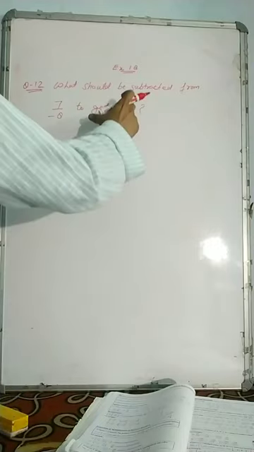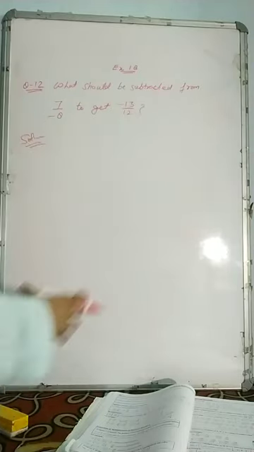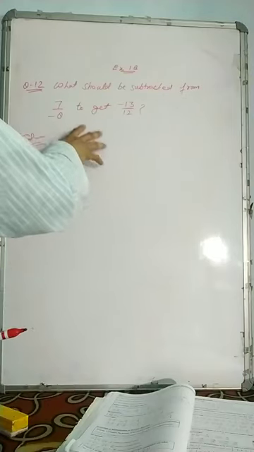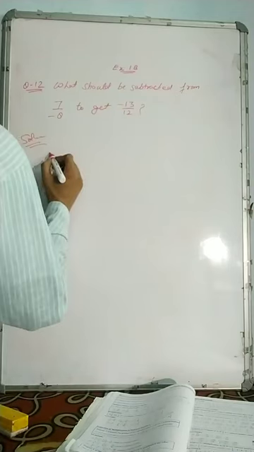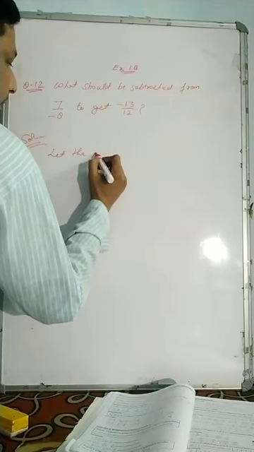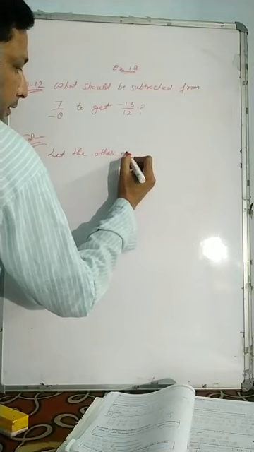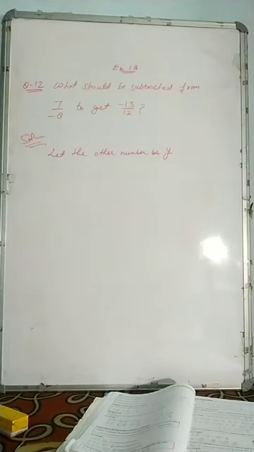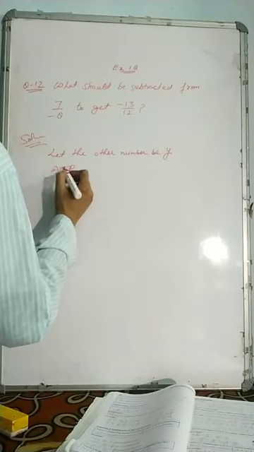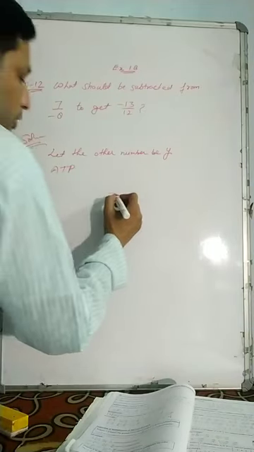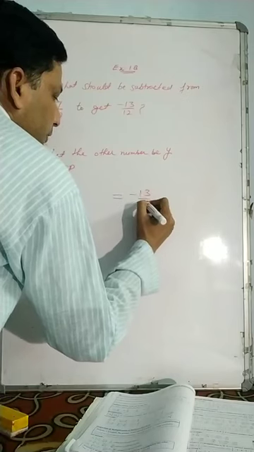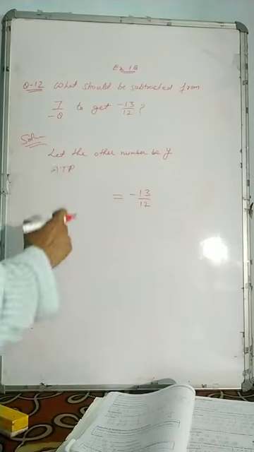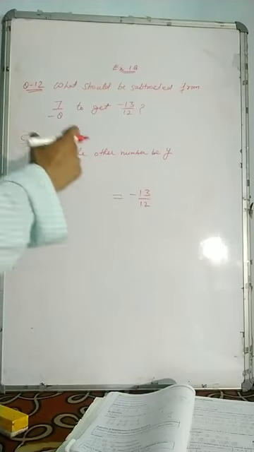Here clearly it is given that minus 13 upon 12 is the answer after subtracting the two rational numbers. Here one rational number is given but the second rational number is not given. So let the other rational number be y. According to the problem, when you subtract two rational numbers, you will get minus 13 upon 12. Now the question is what the rational number will be. So look at the question very carefully.